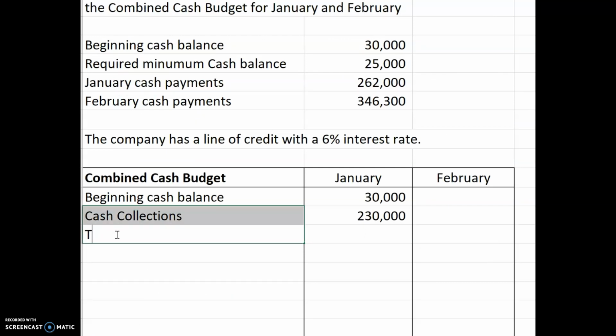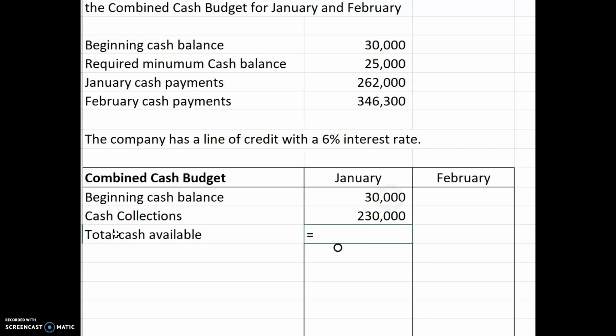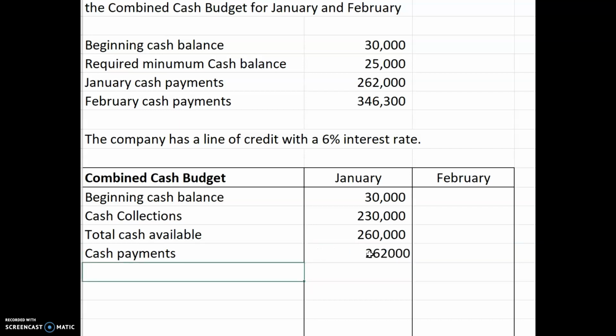So our total cash available is the beginning cash balance plus the cash collections. Then we need to subtract our cash payments. You would go to the cash payments budget. We don't have a cash payments budget for this example, so here they're telling us this is the cash payments from the cash payments budget. So we would subtract the $262,000 to get our ending cash balance before financing.